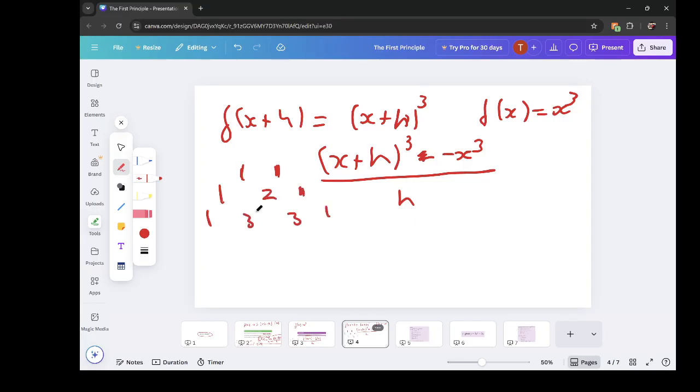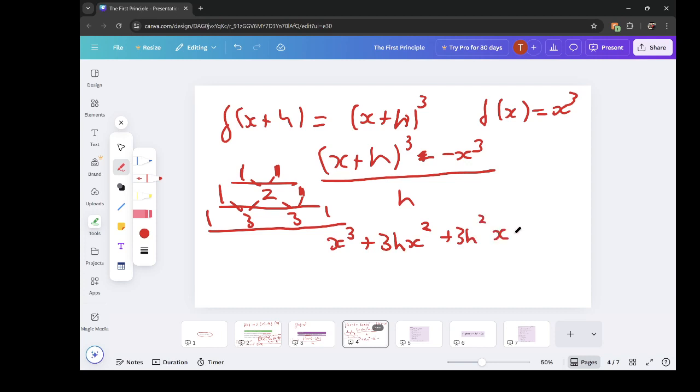So this is our Pascal's triangle. Yes, you just add up to make this. So this is for our cubed, this is squared, and this is just to the power of 1. We want cubed. So from our cubed, we can get x cubed plus 3h of x squared plus 3h squared x plus h cubed, minus x cubed, over h. So this cancels out, this cancels out. And now what we're left with is 3hx squared plus 3h squared x plus h cubed.